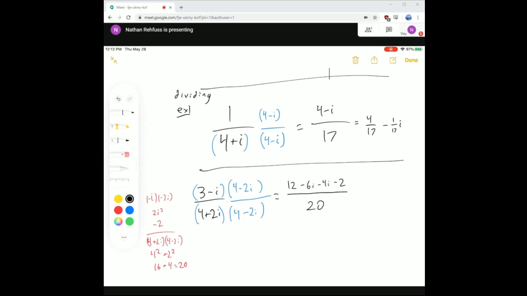12 minus 2 is 10. Negative 6i minus 4i is negative 10i. And I'm just going to put this in standard form. 10 over 20 minus 10 over 20i, and I can simplify a little bit. That's a half minus half of an i.